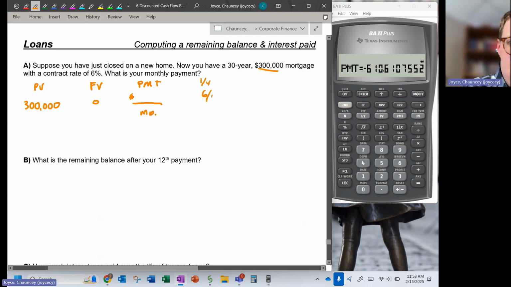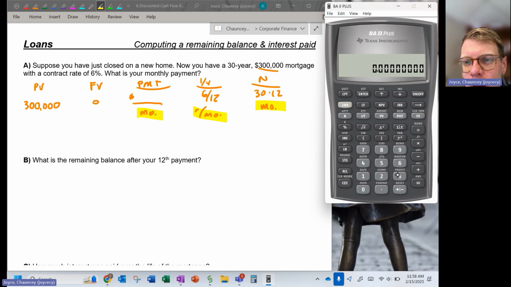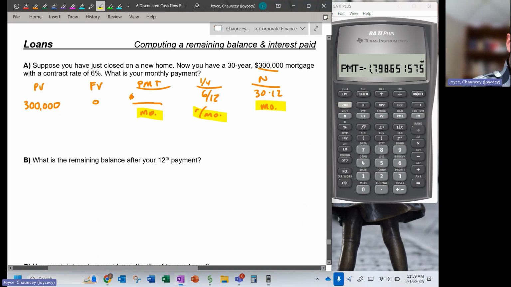Your rate is 6 over 12 rate per month. And your time is 30 years times 12 months in a year, which is 360 months. So timing, risk, and magnitude are all there, consistently measured on a monthly basis. So all that looks correct. So let's do the math. 360 months at a half percent rate with no future value and a $300,000 home for a present value, and then we'll compute that payment. That will be a payment of $1,798.65.